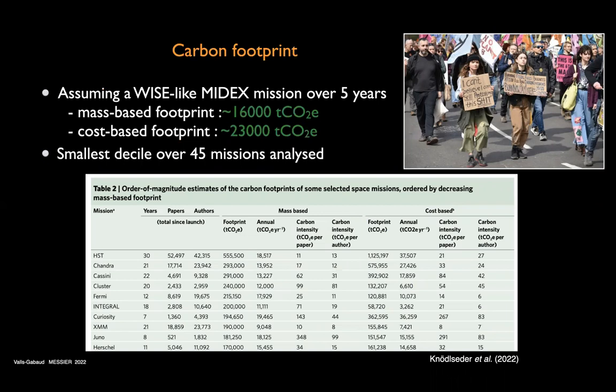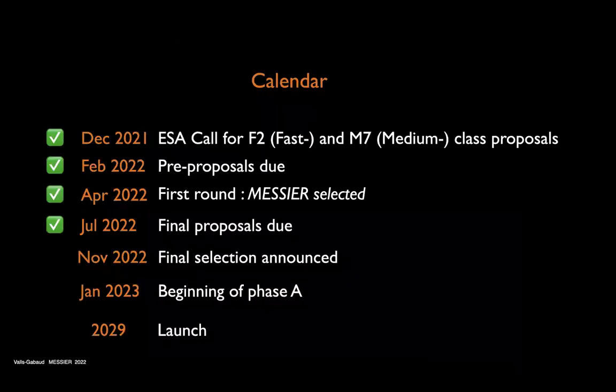But something between 6,000, which is huge, but still is the smallest decile of the 45 missions that have been analyzed in this recent paper. So it's not perfect, but it's part of our scientific footprint.